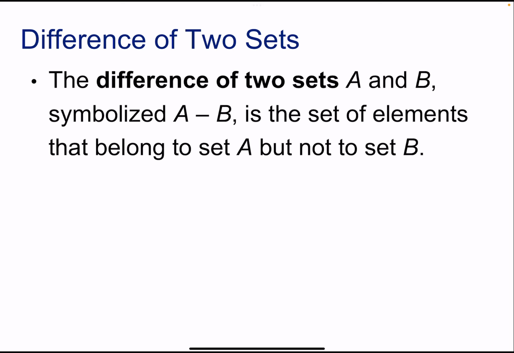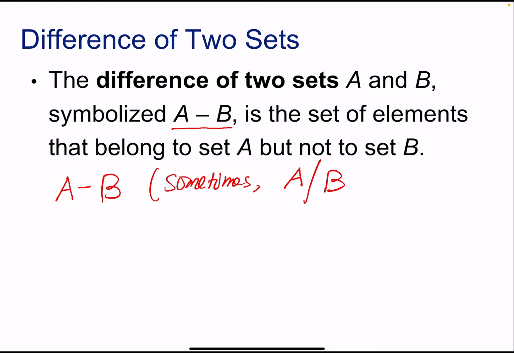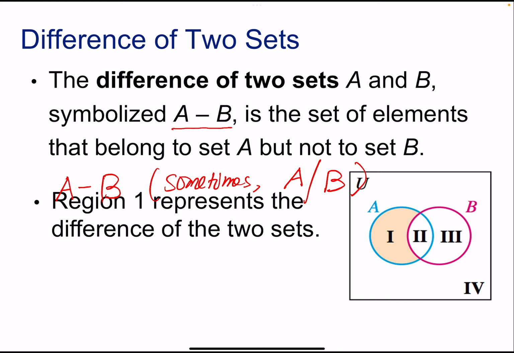Now, earlier we talked about complementation, the complement of a set relative to U. Now, what is the difference of two sets? This is slightly different from taking the difference of two numbers. Typically we denote the difference of two sets as A minus B. Sometimes, or more often, people denote it by A with a backslash B. You can read it as A minus B or A without B. So that's the notation here.